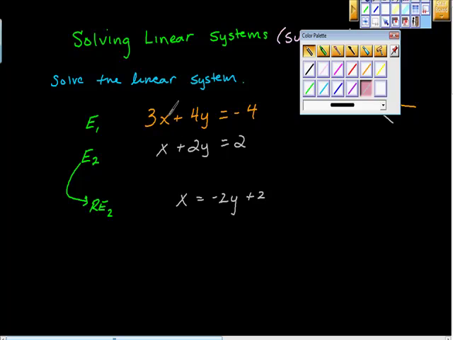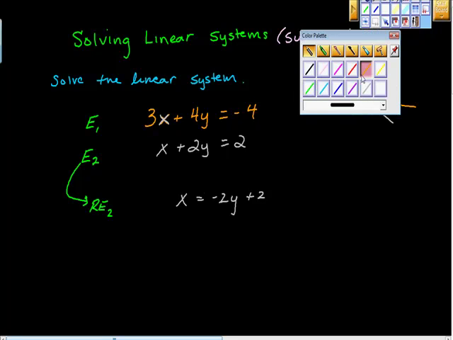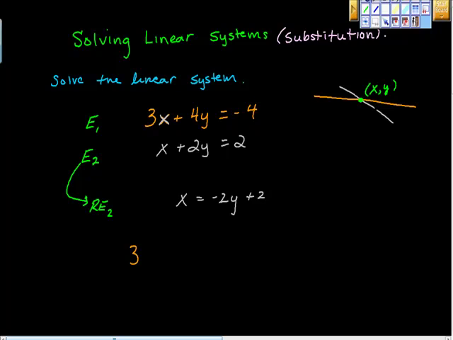This x right here, in the first equation, where I find x, I'm going to plug this in because it says here that x is this amount. So rewriting the first equation, we have 3 times x plus 4y is equal to negative 4, right? All I'm doing is recopying this, right?